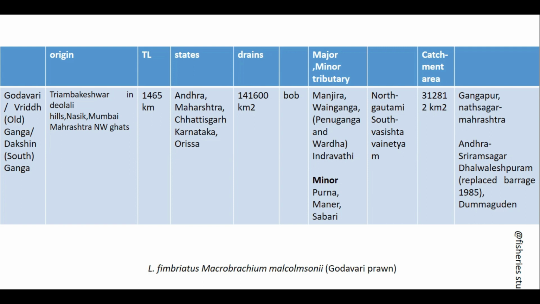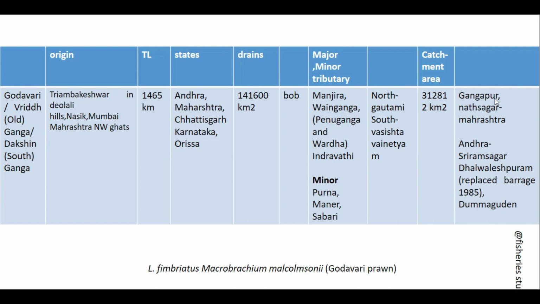Godavari is called Old Ganga, Vriddha Ganga, Dakshin Ganga. Its origin is Triambakeshwar in the Deolali Hills in Maharashtra. Total length is 1,465 km. Its major tributaries are Manjira, Wainganga and Indravati. Wainganga has some sub-tributaries such as Penganga and Wardha. Its northern branch is called Gautami, the southern branch is called Vashishta and Vainateyam.